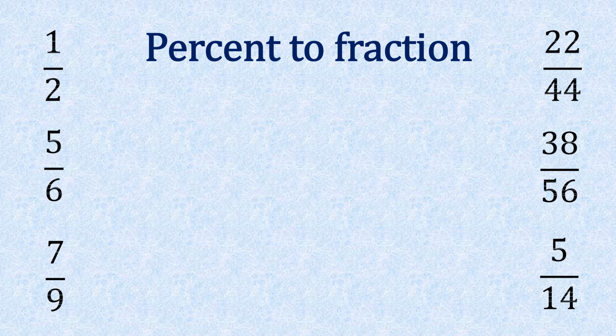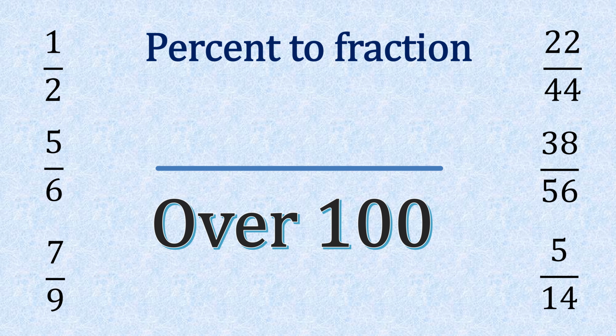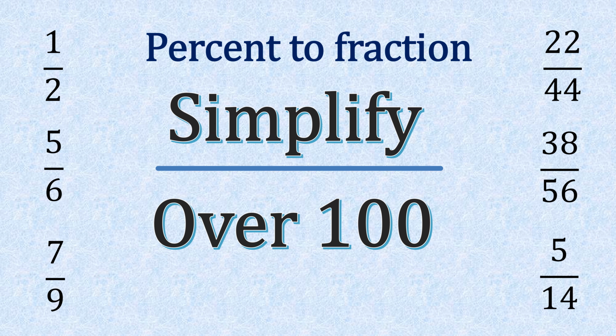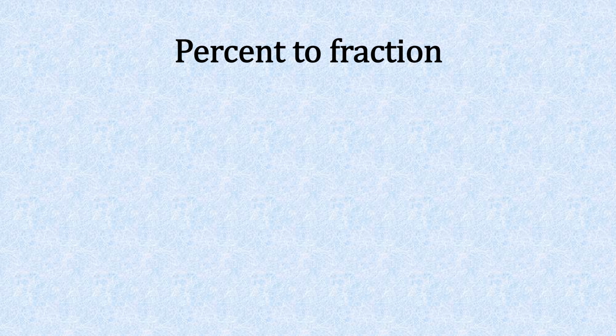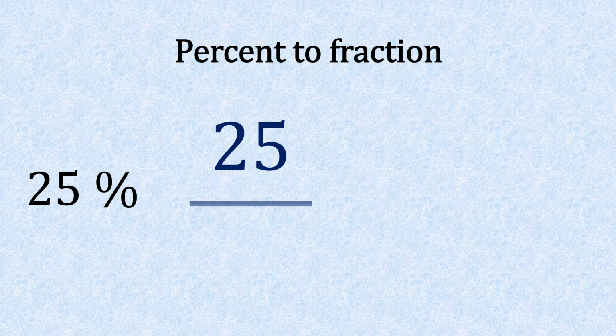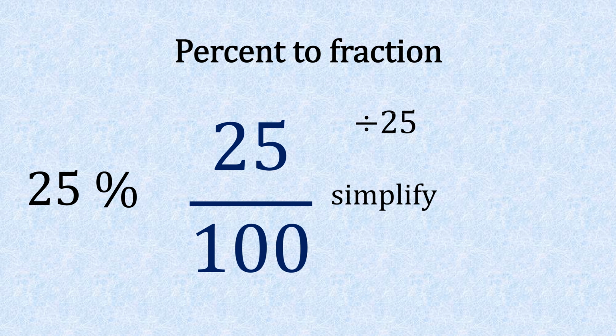Changing percent to fraction, what we need to do is write it over 100 and then simplify. Here we have 25%, so we're going to write 25 on the top and 100 on the bottom and simplify. So if we use 25, we know 25 goes into itself once and into 100 four times, giving us the fraction 1/4.